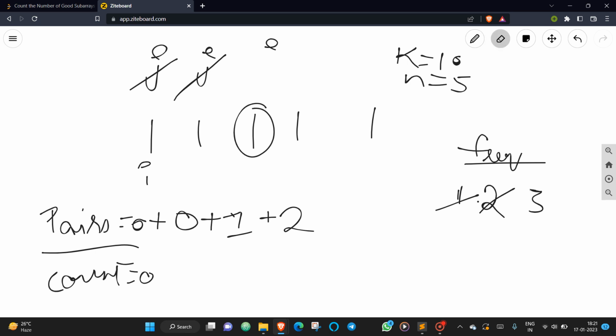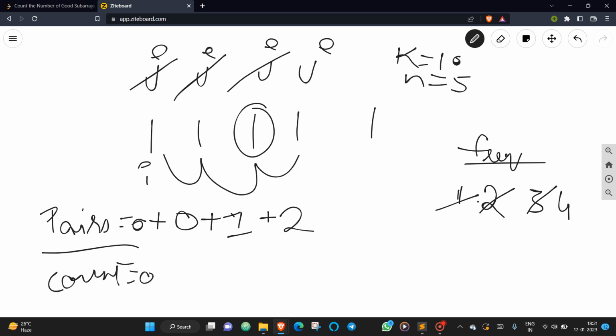Now you again increment your j to the next one, and you again increment your frequency to 4, and now you again check, it is forming three pairs with the previous elements. So you add frequency minus 1 to your pairs, so it is having a total of 6. Still it is not satisfying the condition.